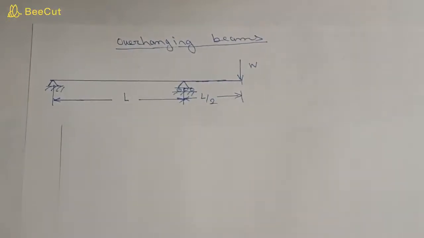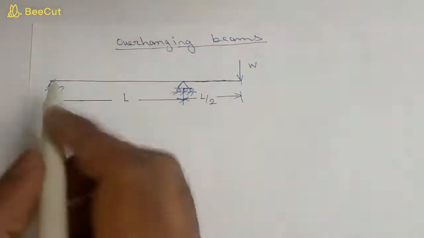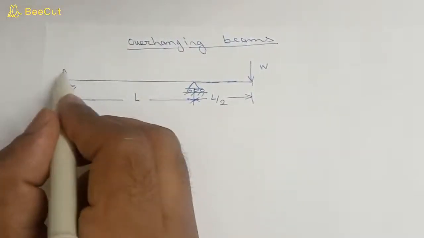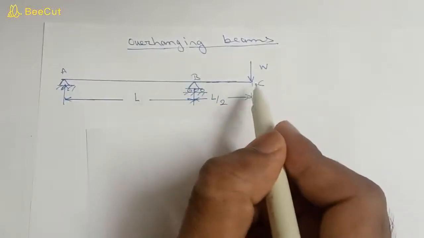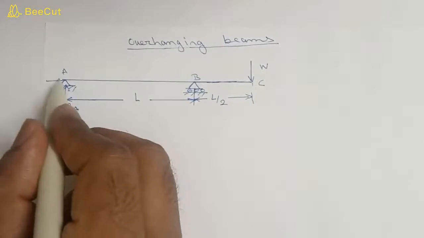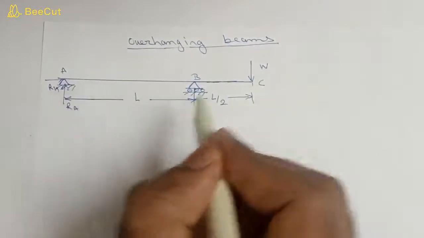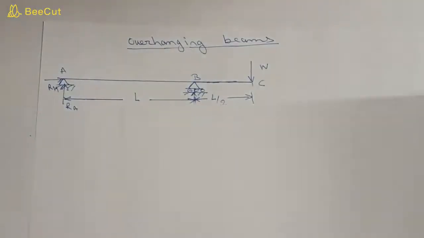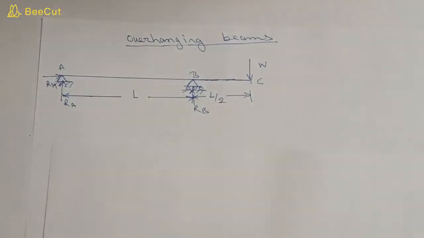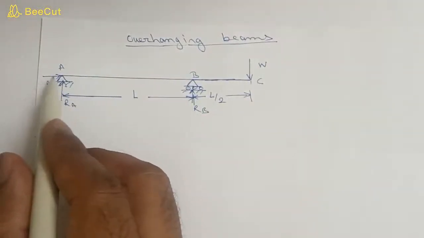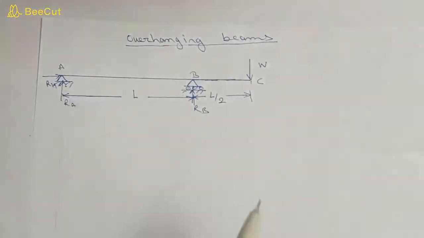So first of all we have to calculate the reaction forces. This is a hinge support, so here we will get two reactions. Suppose this is A, this is B, this is C. So we will get here Ra as the vertical reaction and Rh as the horizontal reaction, and this is Rb. In case of roller support we will get only one vertical reaction, and in case of hinge support we get two reactions, one horizontal and another vertical. So let's do the force balance.